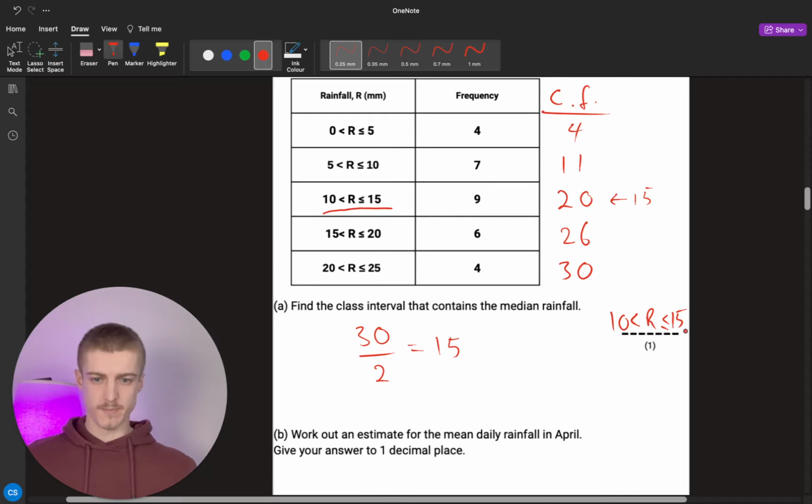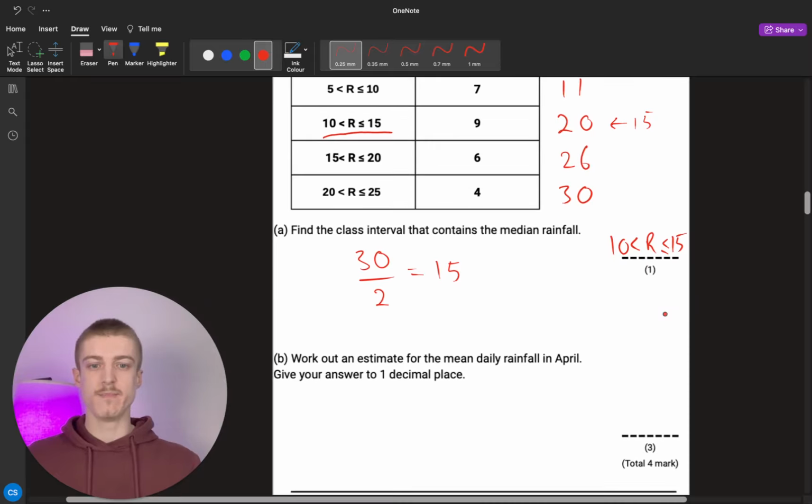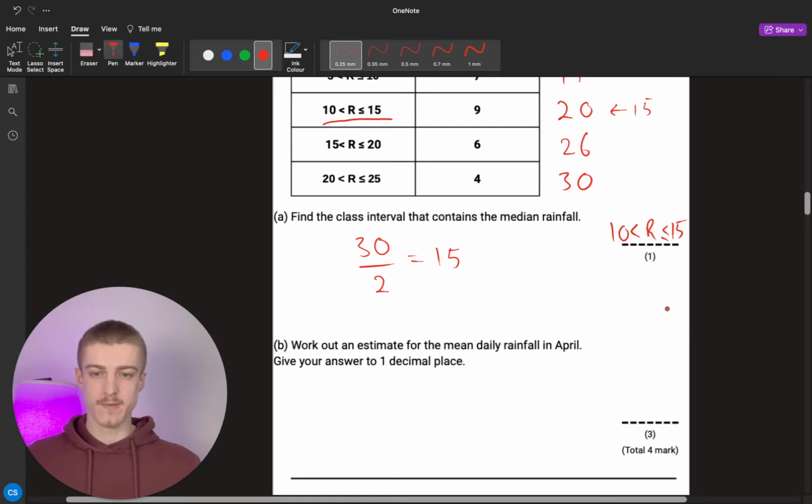Okay. Part B is to work out an estimate for the mean daily rainfall in April, giving your answer to 1 decimal place, 3 marks. Okay.